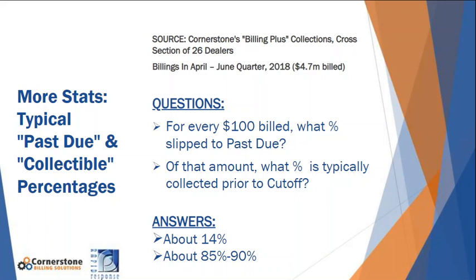If you implement some of the methods that we talk about today, I think the best you can do is what I show here, 14%. That's only like $1 out of 7. Very, very low percentage ends up past due, so a lot less work to do.